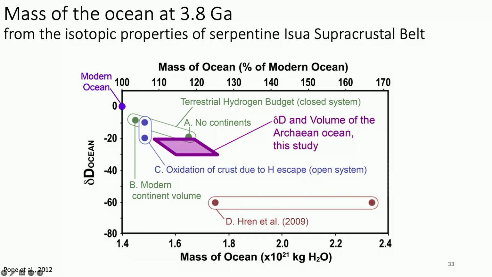The mass of the ocean, it's from serpentine in the Isua supracrustal belt that I've already presented. So thanks to the oxygen and hydrogen isotopes, Poppy and collaborators ended up with this kind of estimate for the Archean ocean 3.9 billion years ago. So we had an ocean that was between 1.5 and 1.8 times, let's say, 100% the mass, 110% the mass of the present-day ocean. So a well-developed ocean, a little more than we have before.